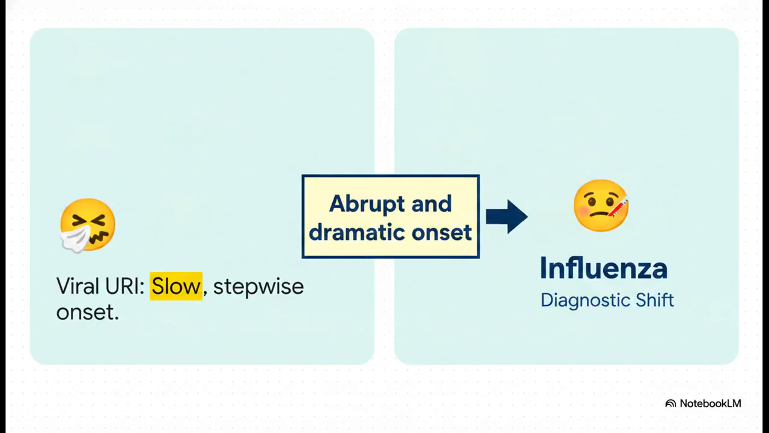Let's look at infectious disease. A patient comes in with a runny nose, a mild sore throat, and a cough. It is super easy to anchor to a standard viral upper respiratory syndrome, right? But the interrupting clue here is the onset.